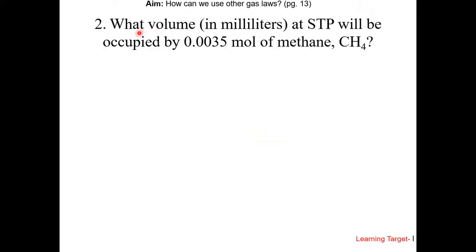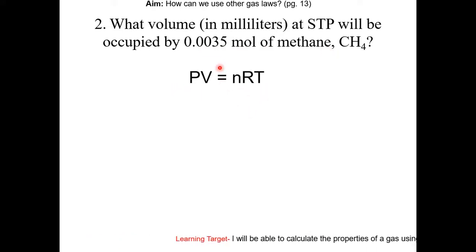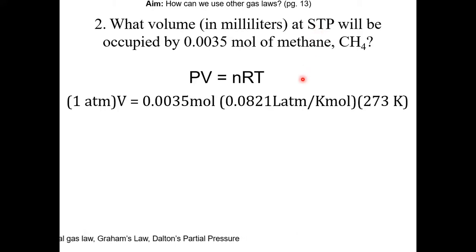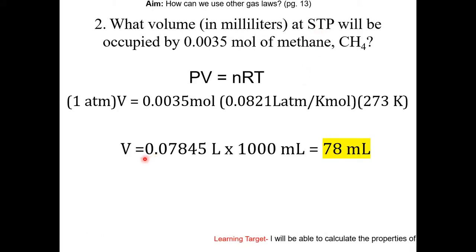For question 2, what volume in milliliters at STP will be occupied by 0.0035 mole of methane? We will use PV equals nRT. We're given n, which is 0.035. STP tells us the pressure and the temperature, 1 atmosphere and 273 Kelvin. We can plug it in and solve for V. Since we have liters, we have to multiply by 1,000 to get milliliters. So the final answer is 78 milliliters.